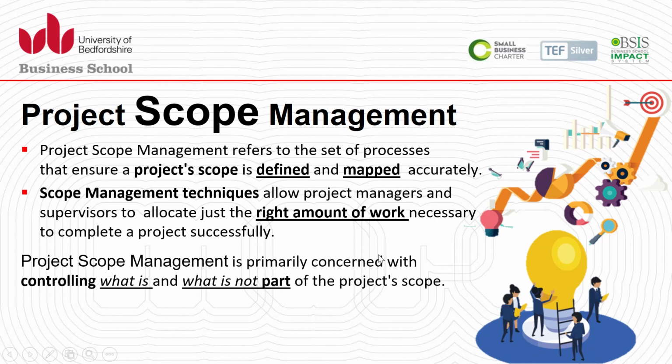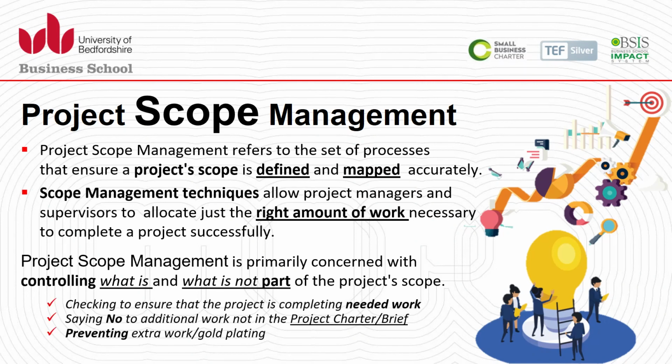Project scope management is primarily concerned with controlling what is and what is not part of the project scope. That's very important to avoid project scope creep. So we don't want to do things which are not required or keep changing things. It should be clearly defined within the scope what is and what is not part of the project. So, checking to ensure that the project is completing needed work. That is how we can get from the work decomposition.